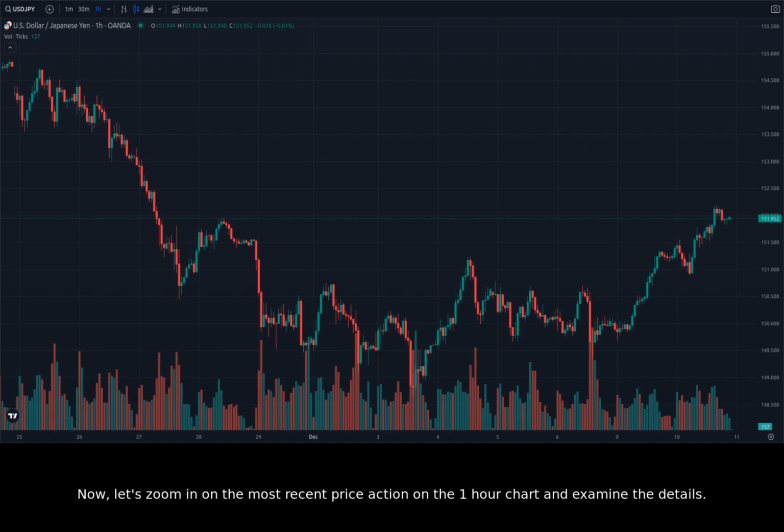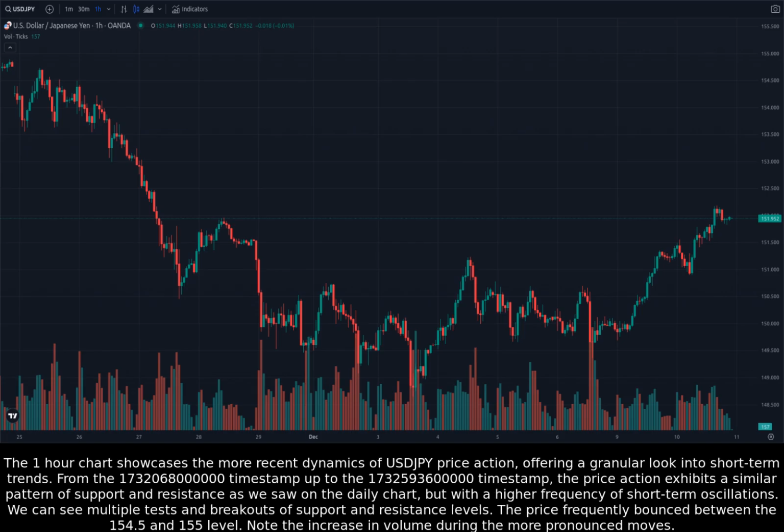Now, let's zoom in on the most recent price action on the 1-hour chart and examine the details. The 1-hour chart showcases the more recent dynamics of USDJPY price action, offering a granular look into short-term trends. From the 1732680000000 timestamp up to the 1732593600000 timestamp, the price action exhibits a similar pattern of support and resistance as we saw on the daily chart, but with a higher frequency of short-term oscillations.